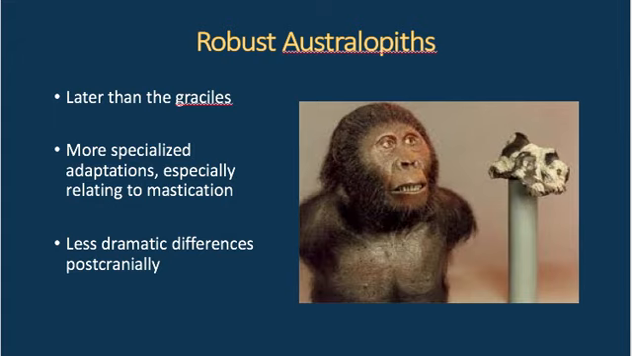We see less dramatic differences postcranially. The term postcranial just means everything below the skull. So all the other parts of the body from the neck down are very, very similar between the robusts and the graciles. The differences that we see between the two are really just limited to what we see with cranial anatomy.